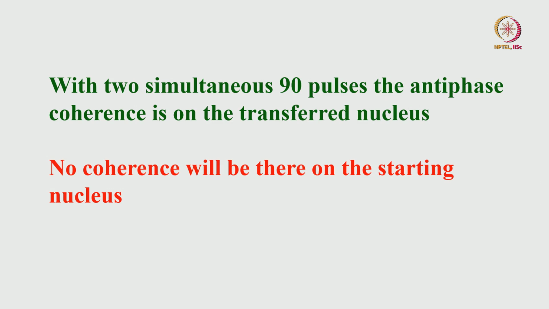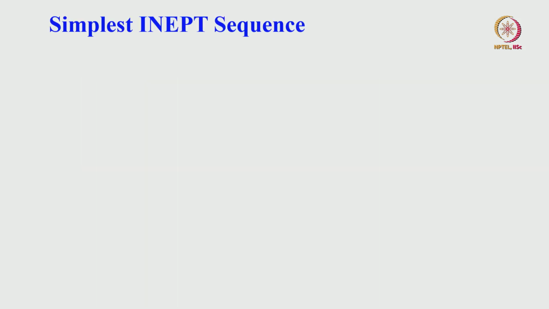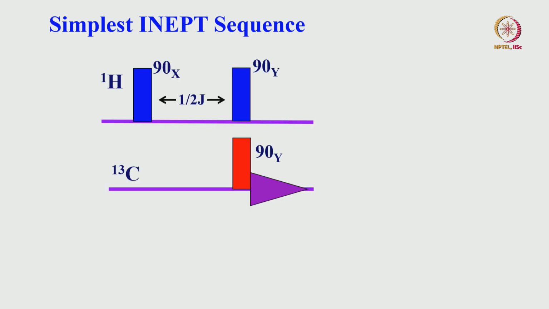With two simultaneous 90 pulses, antiphase coherence is transferred. So there is no coherence on the starting spin, only on the end spin, the transferred spin. So the simplest INEPT sequence. How does INEPT sequence work? The simplest of it is like this: 90, 1 over 2J, two 90 pulses.